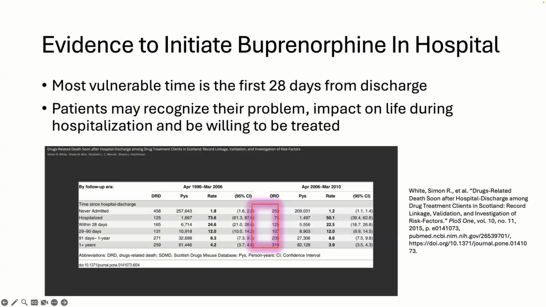Importantly, this shows that there's an increased risk for these patients at hospitalization and directly after that, and that can be a vulnerable time for these patients. Another important aspect here is that hospitalization is also a moment where these patients may gain insight into the impact of the substance use on their health. They may be more receptive to treatment discussions and willing to engage in care.